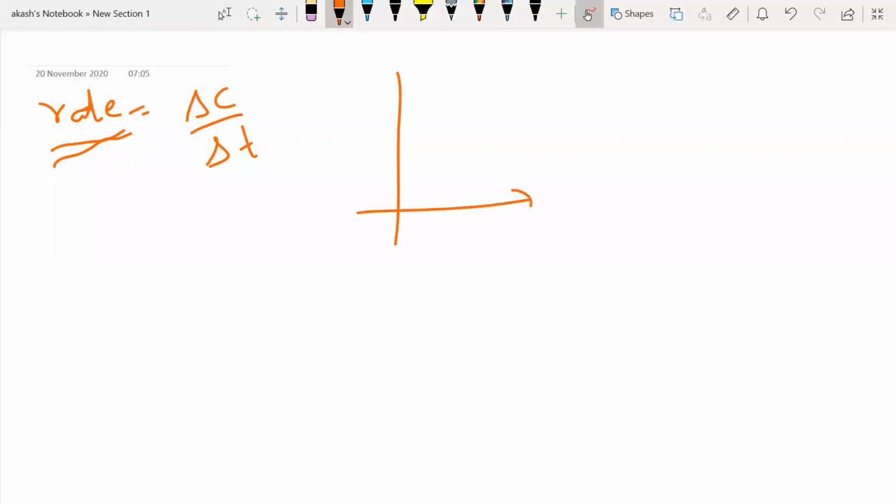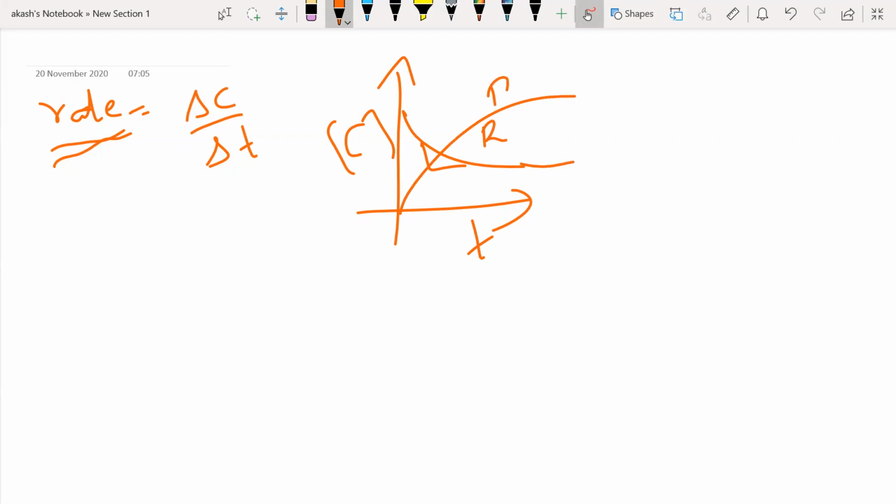If I give you the graph of concentration versus time, and if you have a graph like this for a reactant, you can take the slope and find the rate of disappearance of this reactant R. Say I have some other graph like this, for the product P. Again, if you take the slope somewhere here, you'll be able to find the rate of formation of products.